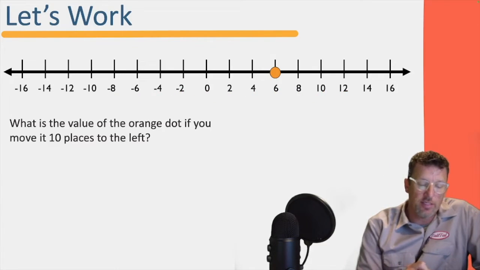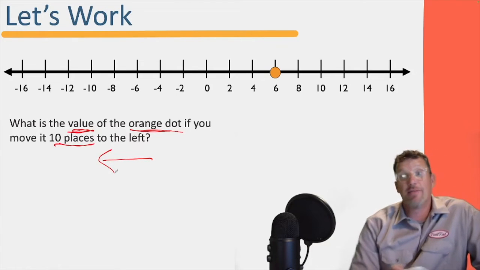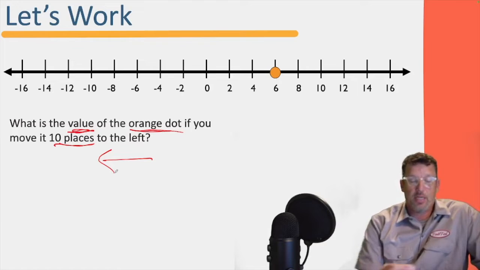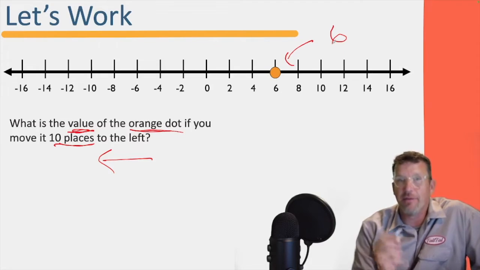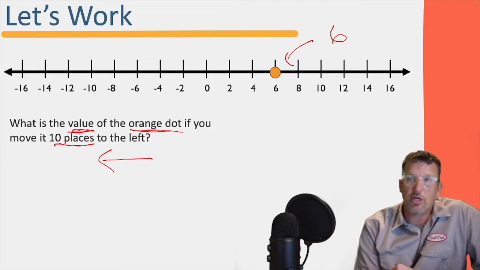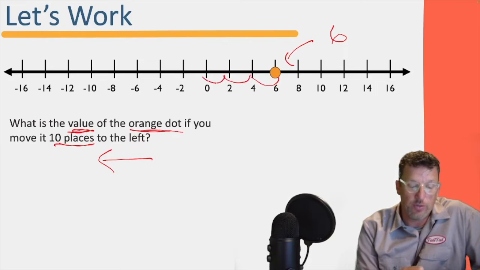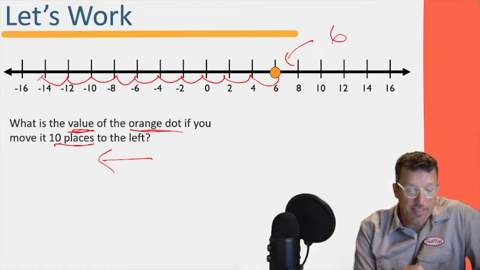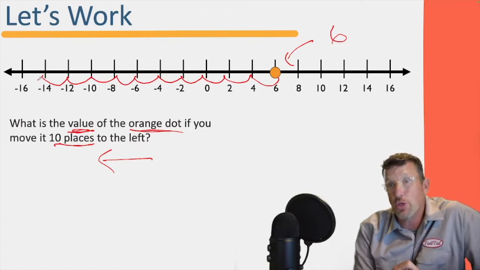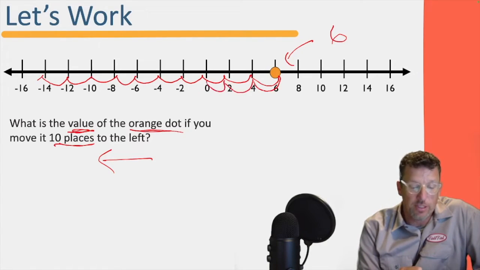And our question says, what is the value of the orange dot if you move it 10 places to the left? Okay, so first of all, what is the value of the orange dot? If we look at this, our value of the orange dot is 6. And if we move it 10 places to the left, now this is where it gets tricky. If I go 10 to the left and I just start counting those hash marks, I'm going to go 1, 2, 3, 4, 5, 6, 7, 8, 9, 10. But did I just move it 10 to the left? No. I moved it 10 spaces to the left, but each one of those spaces was worth 2. So I really went 2, 4, 6, 8, 10, 12, 14, 16, 18, 20. I really moved 20 to the left.